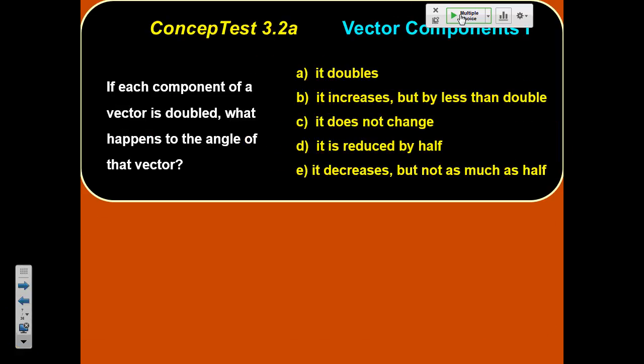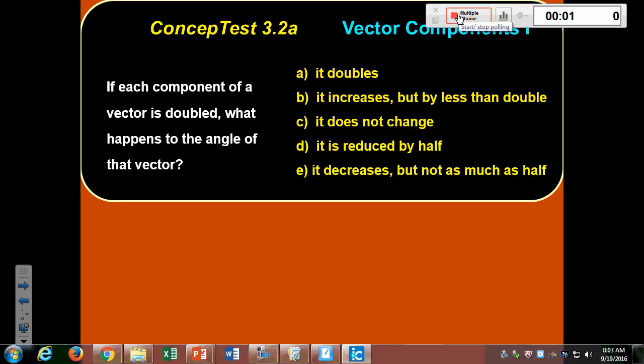All right, if each component of a vector is doubled, what happens to the angle of that vector? Double the x component, I double the y component, what happens to the angle?